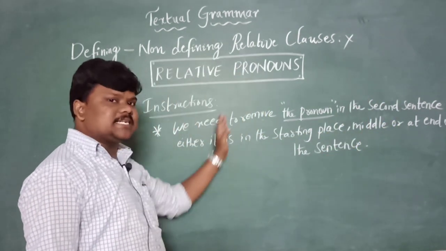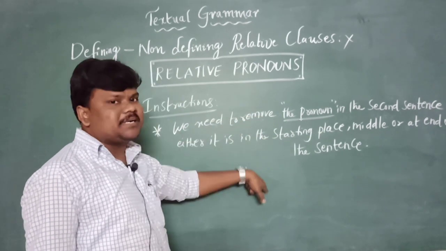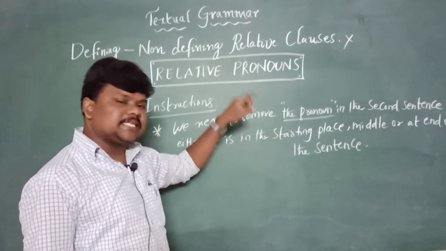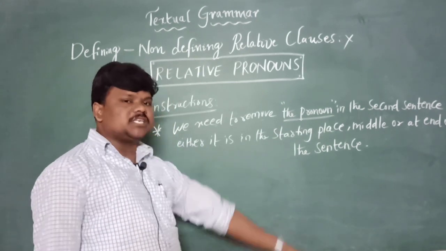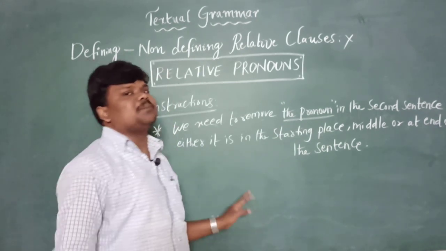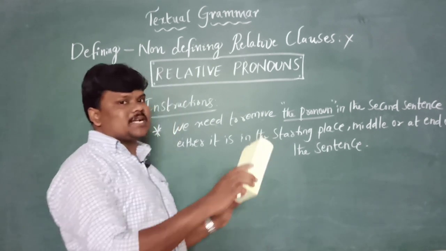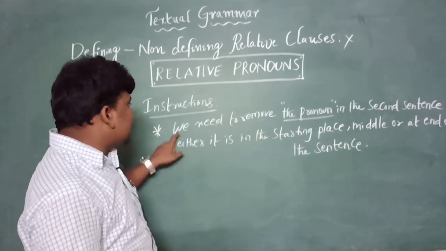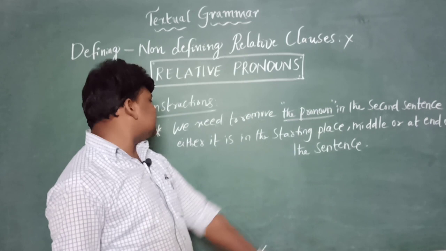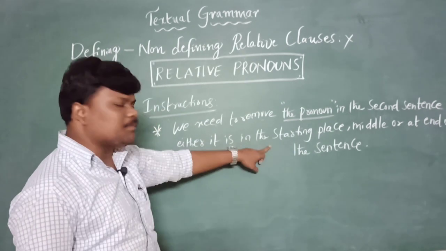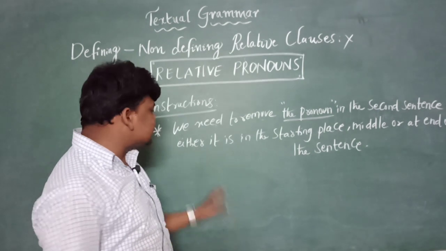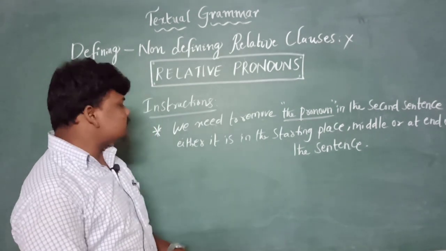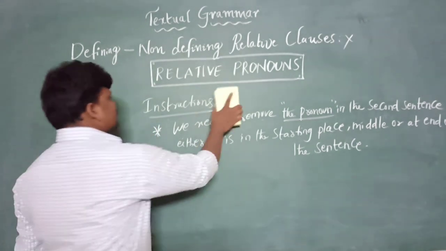Sometimes in the second sentence, the pronoun stands in the first place only, and that pronoun should be removed immediately, and we need to combine the two sentences without using any comma in the middle. Direct last full stop. We need to remove the pronoun in the second sentence, either in the starting place, middle, or at the end of the sentence. Yes, these are the instructions, my dears. Let's get into the examples now. Practice examples.